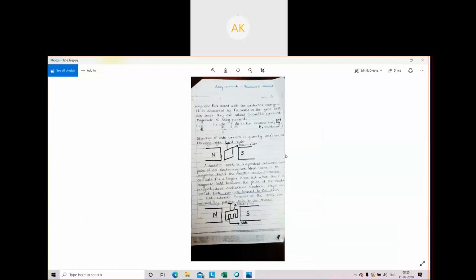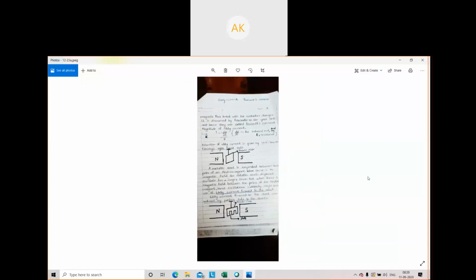In a transformer, wires are wound on a thick metallic plate. So a large amount of heat will be produced. In order to reduce that, the thick metallic plate is laminated. If you have watched that video, you will know that in a transformer, a thick brass plate is there, and over that the wires are wound.